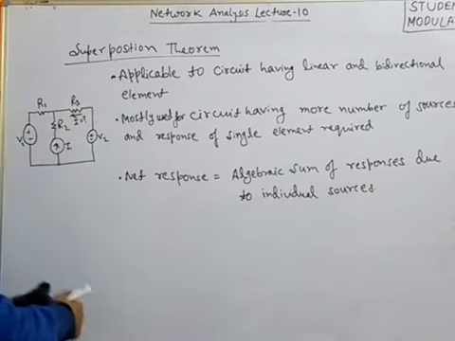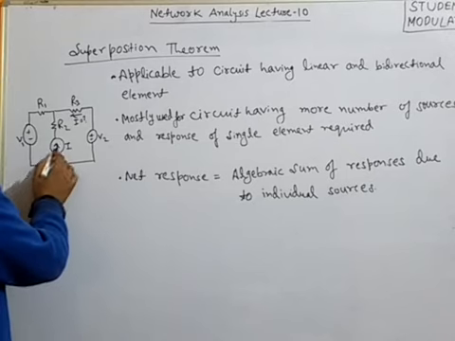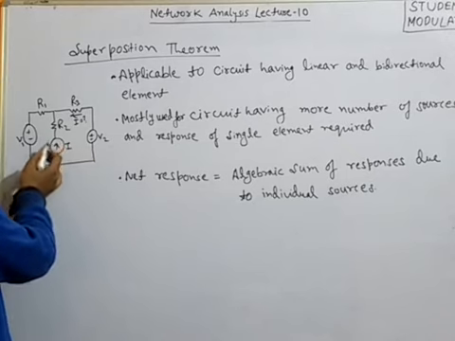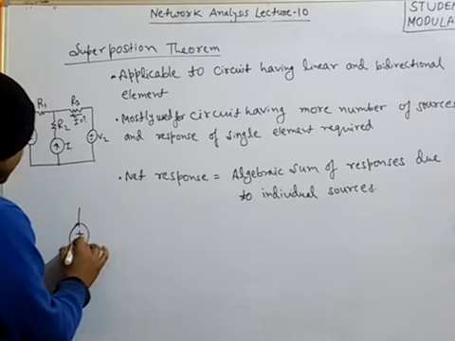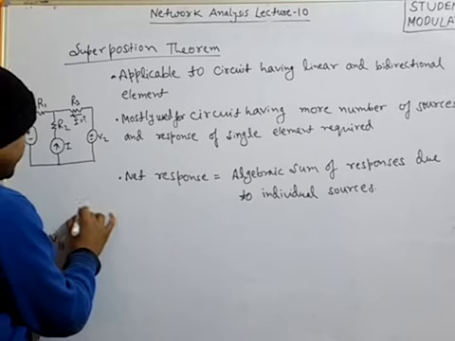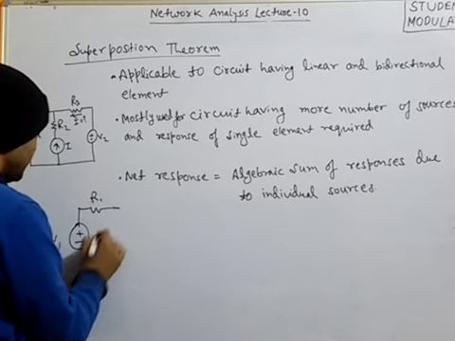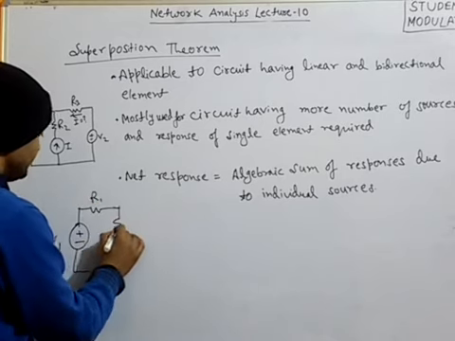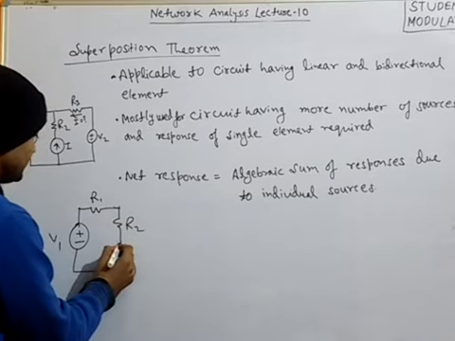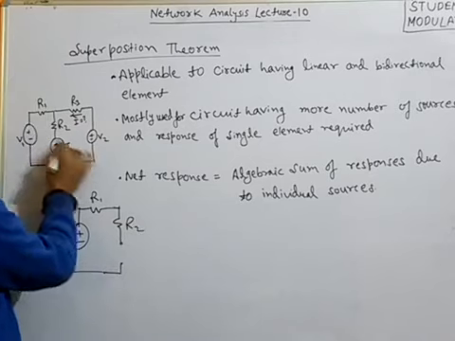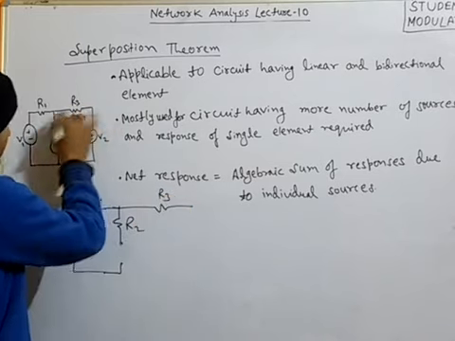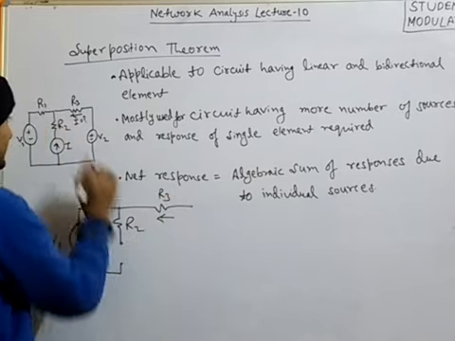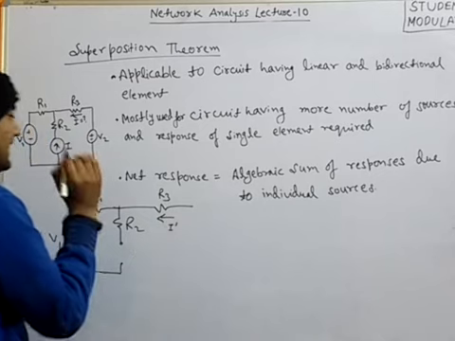At the first step we will deactivate the other two sources. Deactivating a current source means opening it. So for the first case we have only the V1 voltage source with R1 resistance, and here we have R2 resistance, and the current source branch will be open circuited. Next we have R3 here, and we have to find the current, I dash.